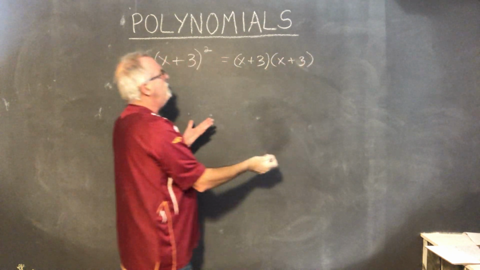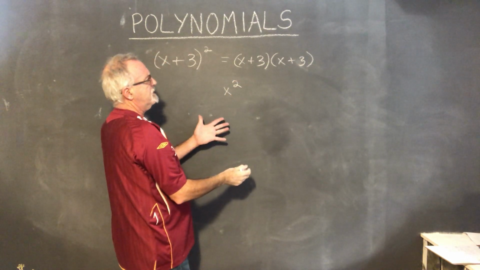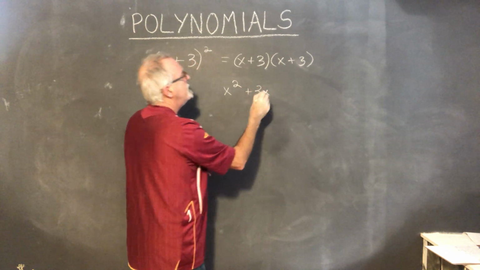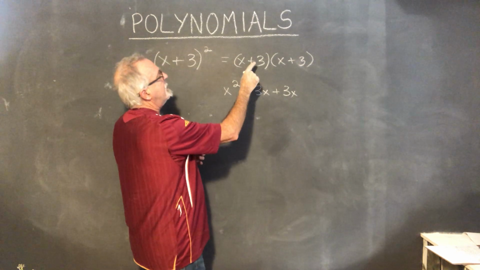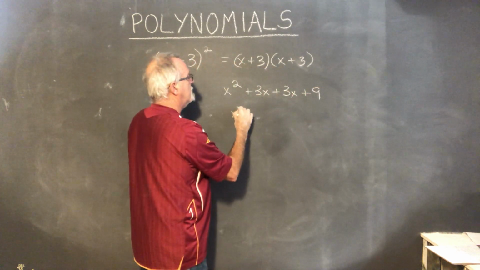And I can do that with the FOIL. So it's giving me x times x for the first, x squared. Outside, x times 3, that's plus 3x. Inside, 3 times x, that's plus 3x. And then last times last, plus 3 times plus 3, that's plus 9. Combining similar terms.